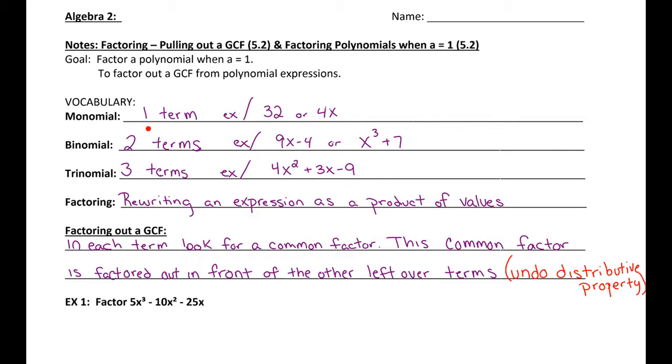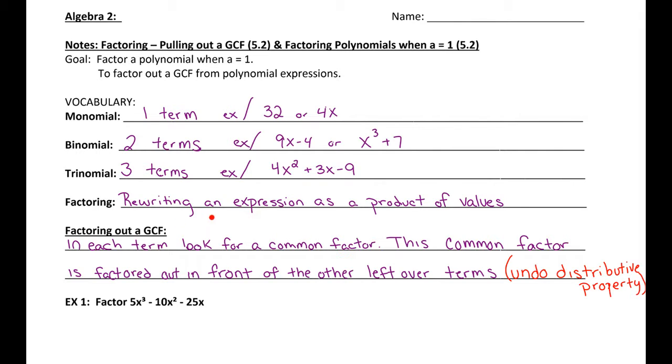The first is for a monomial, which is a polynomial with one term. So an example would be 32 or 4x. For a binomial, you have two terms. So an example would be 9x minus 4. So 9x is one term, 4 is the other. Or another example would be x cubed plus 7. A trinomial is three terms. An example would be 4x squared plus 3x minus 9.